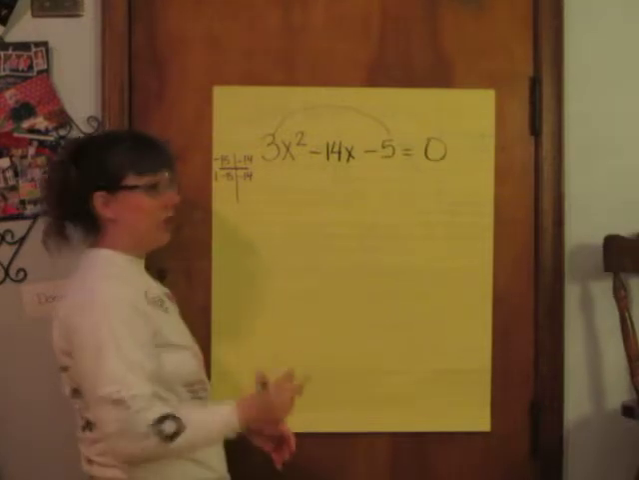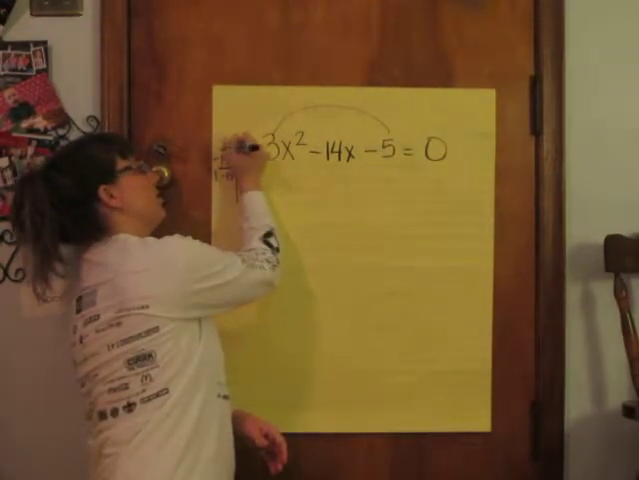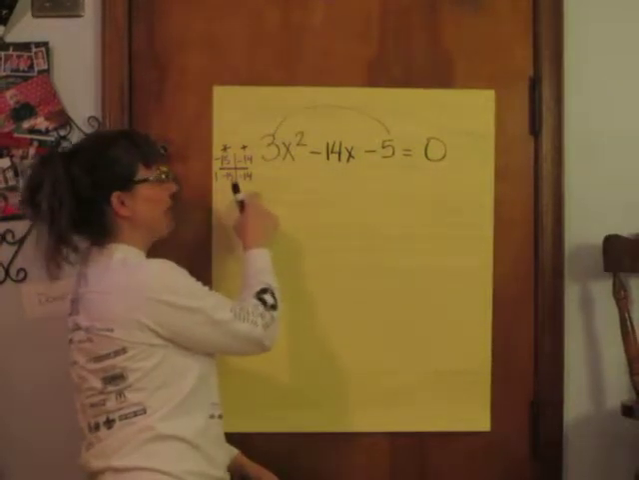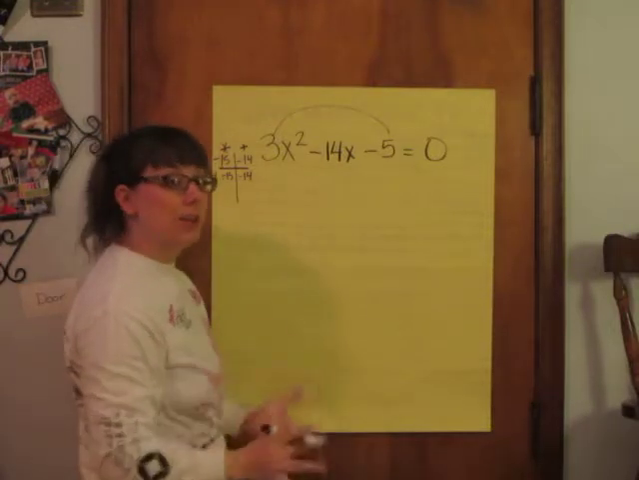If I didn't get it on the first try, you would just keep looking until you got things that would work. Remember, these are multiply and these are add. So things that multiply to give me negative 15, but then add to give me negative 14. Now I'm going to do what's called splitting the middle term.